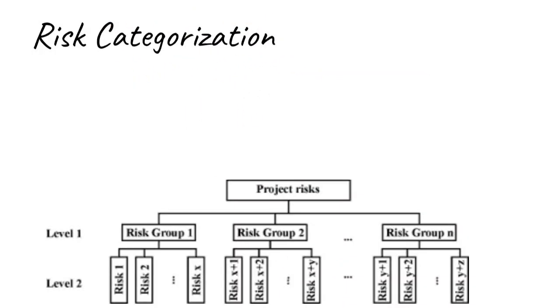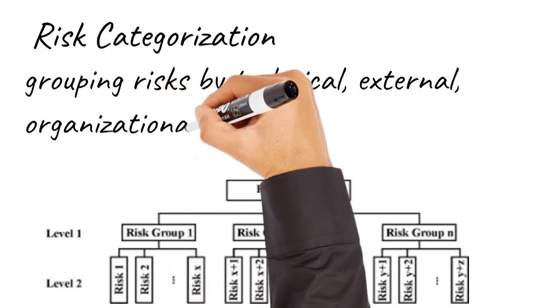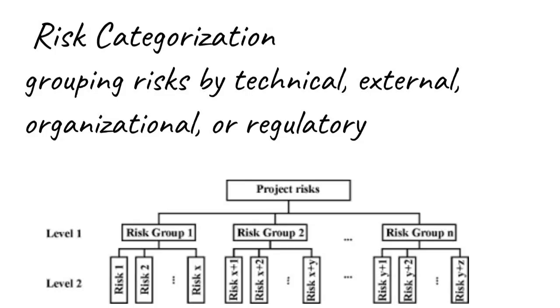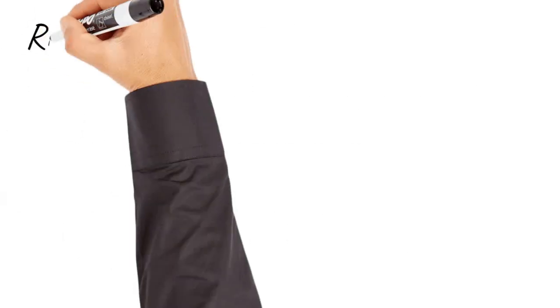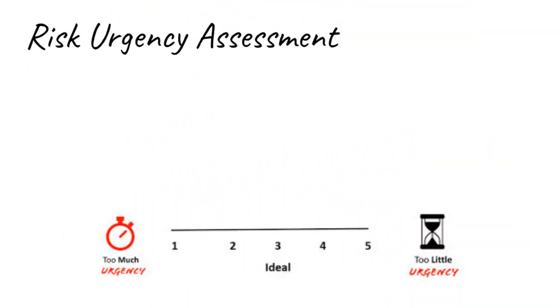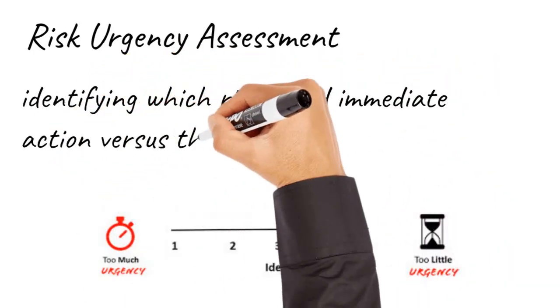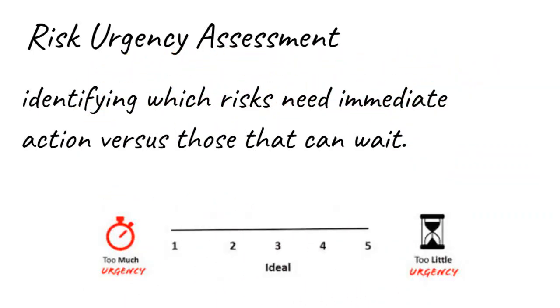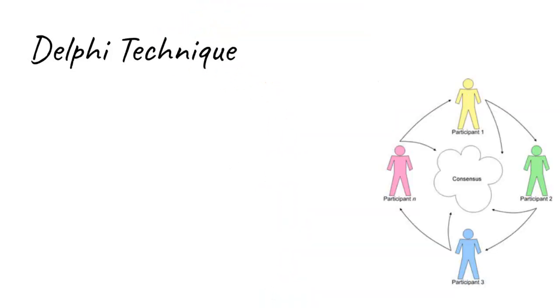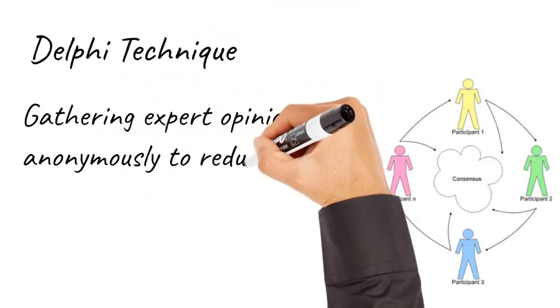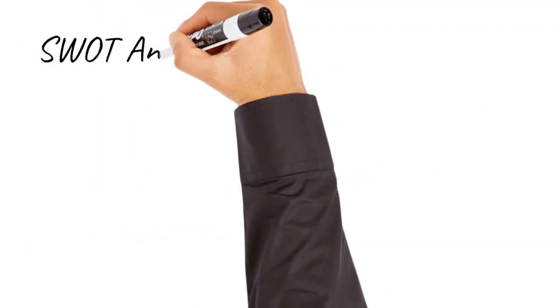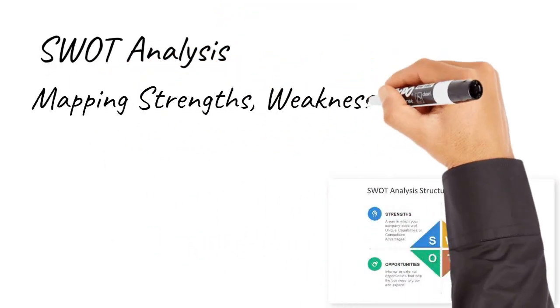risk categorization, grouping risks by source, such as technical, external, organizational, or regulatory, risk urgency assessment, identifying which risks need immediate action versus those that can wait. Delphi technique, gathering expert opinions anonymously to reduce bias. And SWOT analysis, mapping strengths, weaknesses, opportunities, and threats.